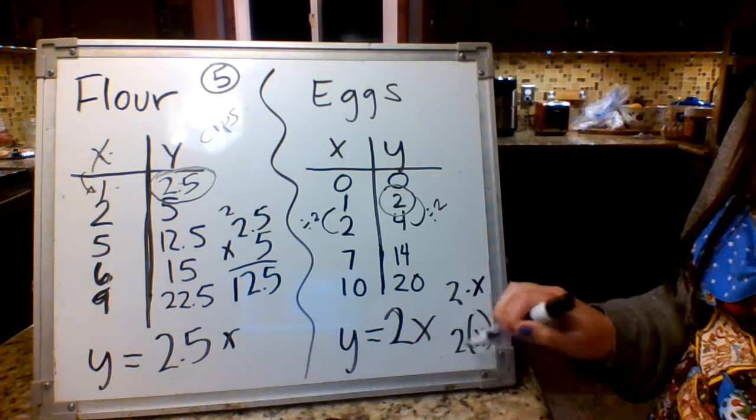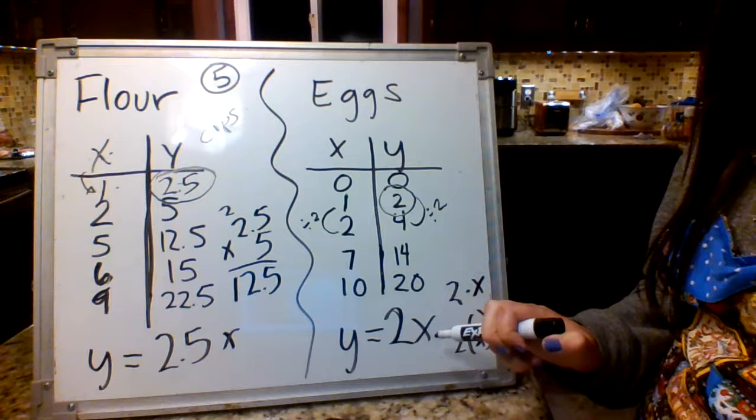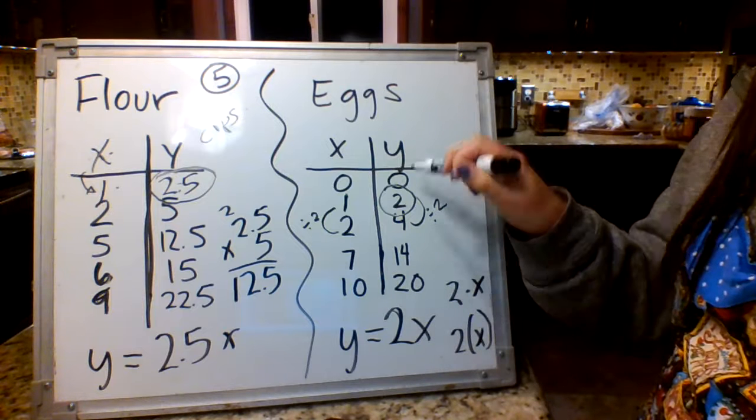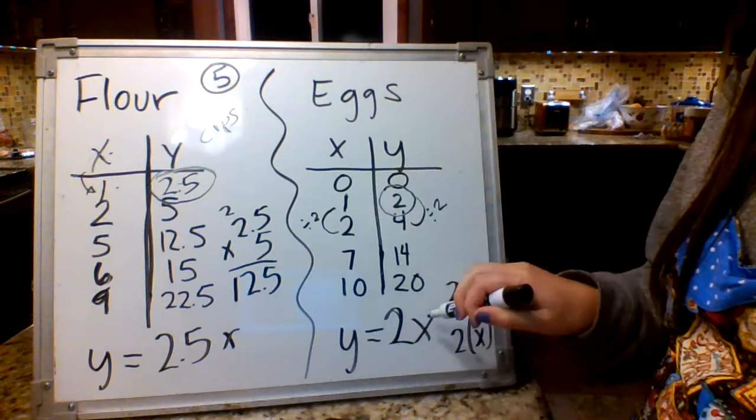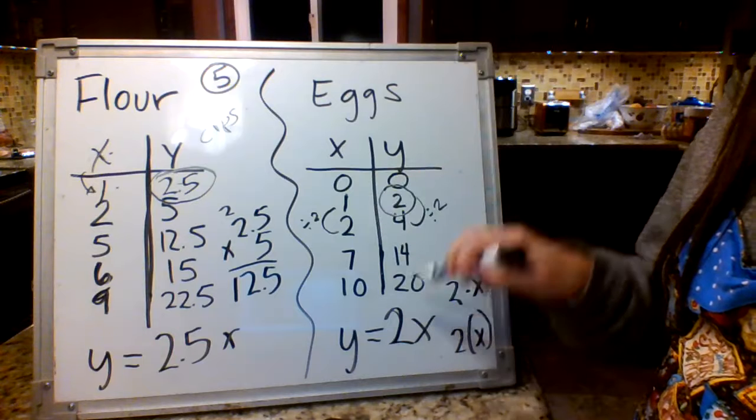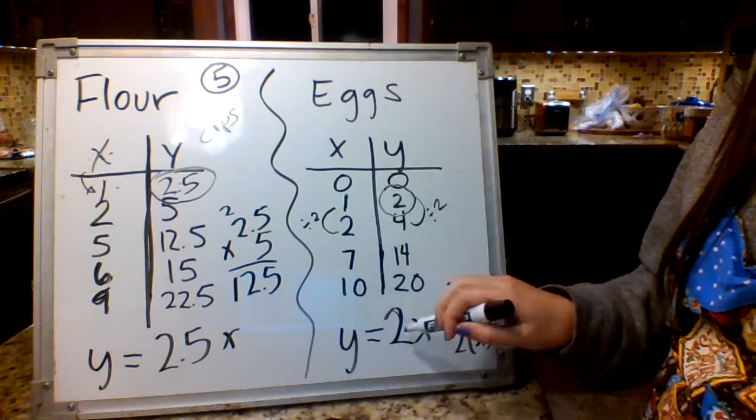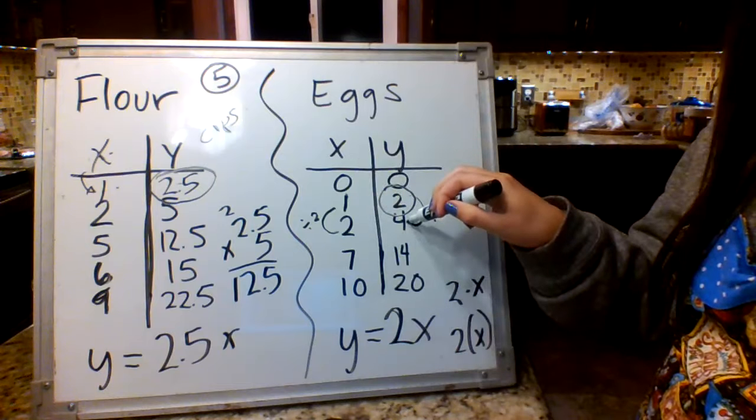Or 2 times x. They're all the same thing, but the easiest way to write it is just with the number right up against the variable, because we know that means you multiply them. So 0 times 2 equals 0. Yep, that works. Plug in x. x is 1, 1 times 2 equals 2. Yep, that works. x is 2, 2 times 2 equals 4. Yep, that one works as well.